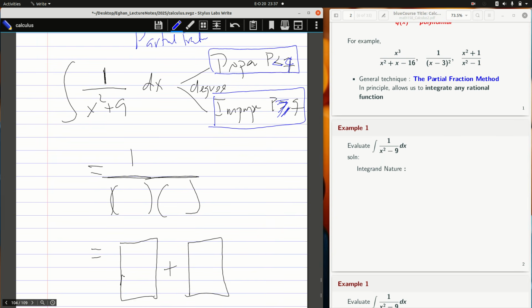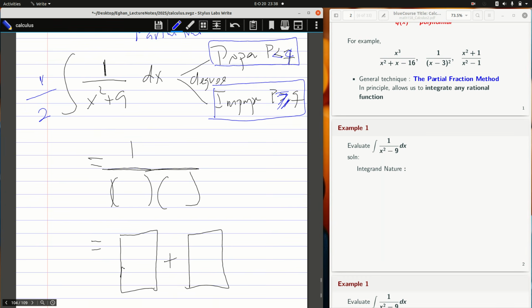The degree of the numerator is 1, the degree of the denominator is 2. You know this. If not, you have to go back to the algebra playlist and go through all this. Hence it is proper. So we can easily factorize this into two terms. I'm sure it's going to be x plus 3, x minus 3. Am I right with this?